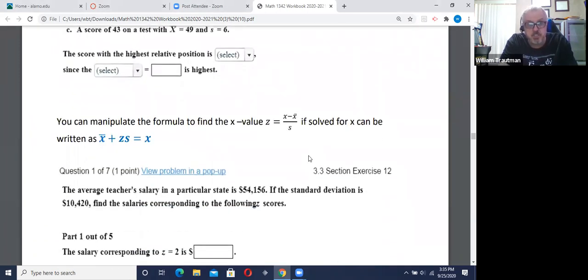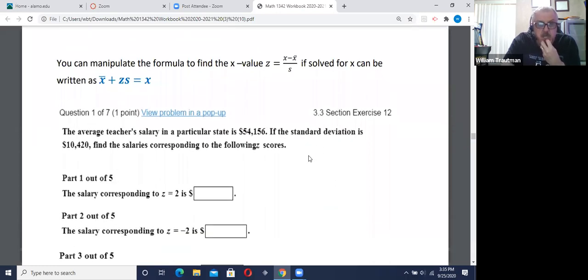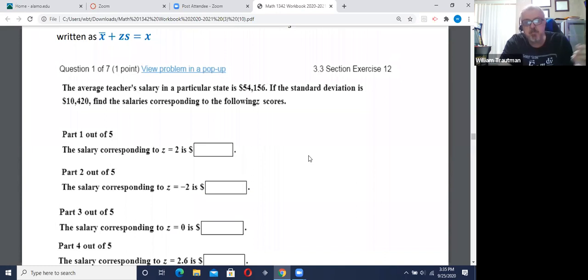And they just show you different ways of manipulating the Z formula and everything. I wouldn't worry about that too much. But there are going to be problems that look like this one.